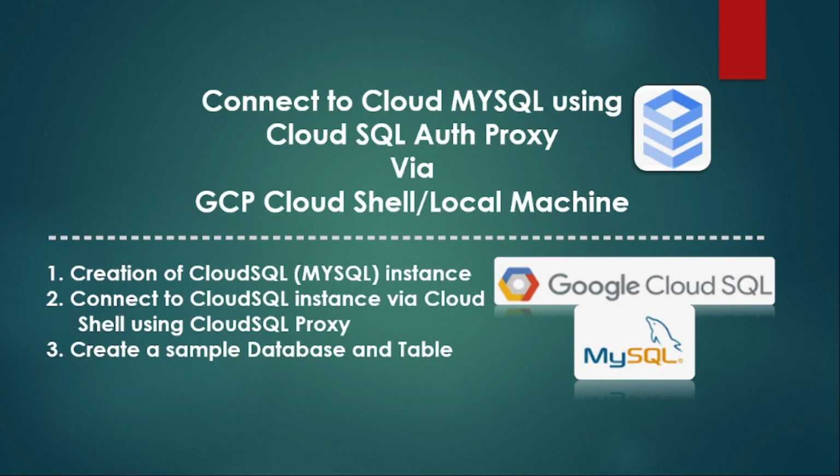As part of this session, we will create a CloudSQL instance and configure the public IP. And we will connect to the CloudSQL instance using CloudShell, by enabling the CloudSQL Proxy client in our CloudShell machine. The third step is we are going to create a sample database and table after connecting to the Google Cloud instance. Without further wasting time, let's jump into the practical session.